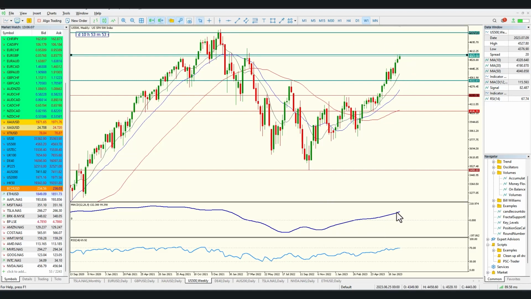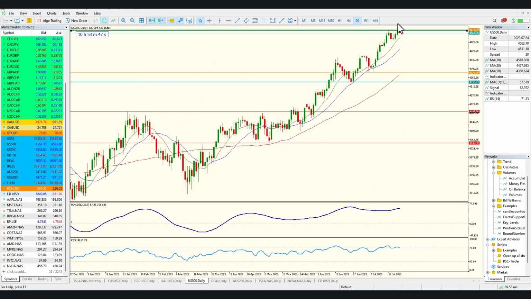You can see the MACD is very strong and bullish, as is the RSI. Not too oversold. So overall, the markets are very nice and bullish, and therefore I'm looking for any kind of pullbacks, looking for entry opportunities to the upside, or even consolidation breakouts.